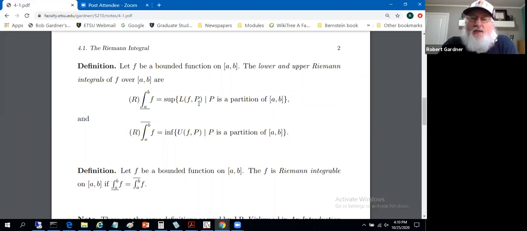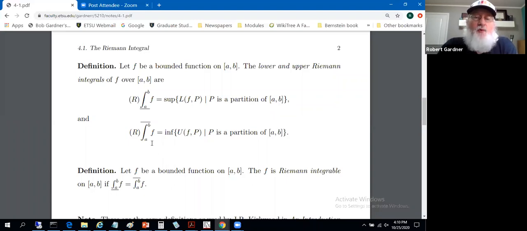So you think, well, the lower Darboux sums, they're too little. We use infima of function values to determine heights there. So these are going to be too little. Well, then take yourself a sup over the things that are too little.